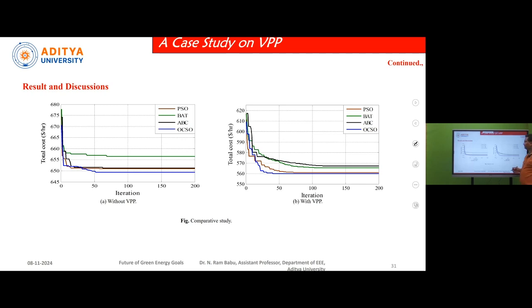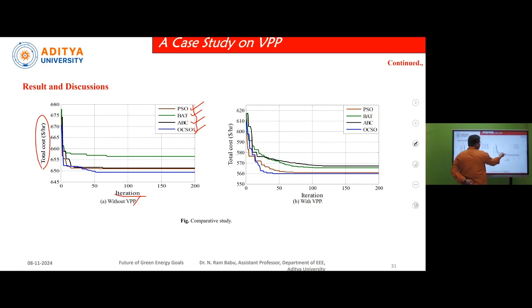If you observe this, without virtual power plants, we have drawn the convergence curves. First one is particle swarm optimization, second one is the BAT algorithm, third one is the artificial bee colony algorithm, and the fourth is the OCSO algorithm. On the x-axis, we have considered total cost, that is the total cost generated in dollars per hour, and on the y-axis, the number of iterations.